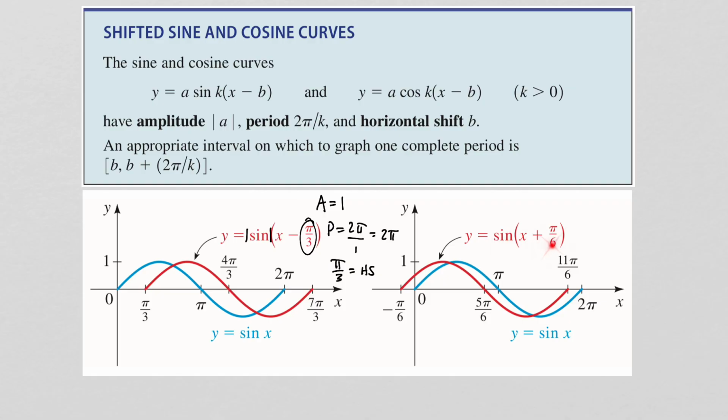For the other example here, we have 1 sine of 1 times x plus pi over 6. So amplitude and period are normal as before, but now the horizontal shift is negative pi over 6. So you have to take the opposite of the number that you see there. And that would be pi over 6 units to the left. So here's your normal sine function, sine of x plus pi over 6. Every point on that graph will be shifted pi over 6 units to the left.